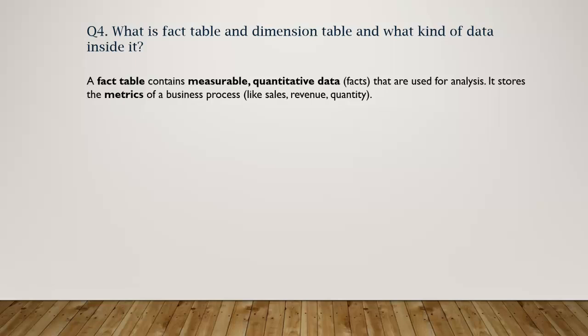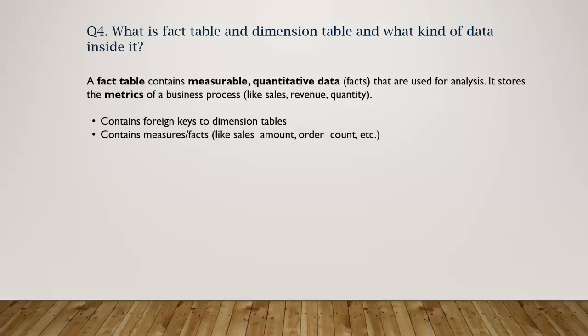A fact table contains measurable, quantitative data, that is called facts, that are used for analysis. It stores the metrics of a business process like sales, revenue, quantity, gross; everything that the table contains is called a fact. It contains foreign keys to the dimension tables. The fact table contains foreign keys and one primary key, so that you can join with the other dimension tables. It contains measures like sales amount, order count, etc.